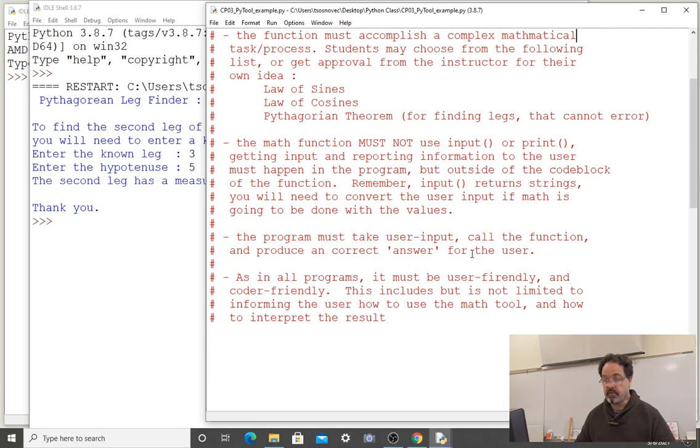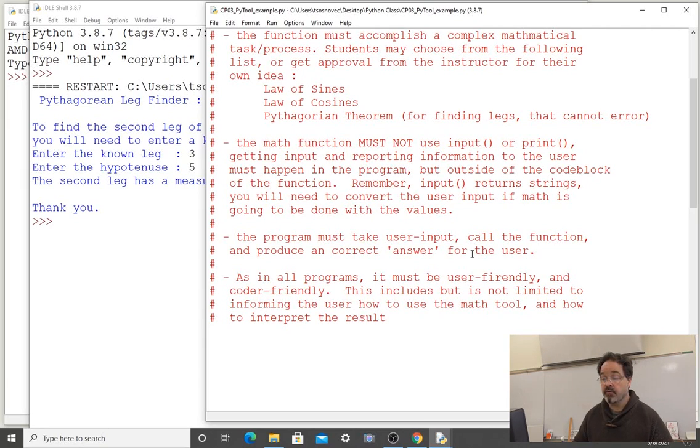Continuing, the math function must not use input or print. Getting input and reporting information to the user through using the print function must happen in the program, but outside of the code block of the function that's performing the mathematical task. Remember, input returns strings. You will need to convert the user input if math is going to be done with the values as numbers that the user supplies.